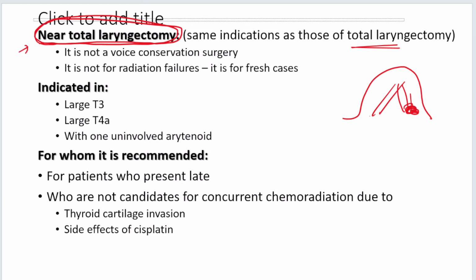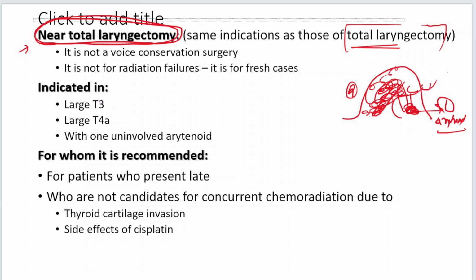growth involving the right vocal cord, anterior commissure, left vocal cord also involved, right arytenoid involved, piriform, epiglottis, everything is involved. Luckily, somehow the left arytenoid is not involved in this case. Such cases you take up for near total laryngectomy. Why do you want to take up for near total laryngectomy? Because you can give him a better tracheoesophageal speech.